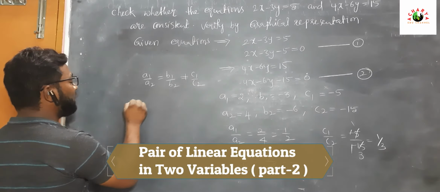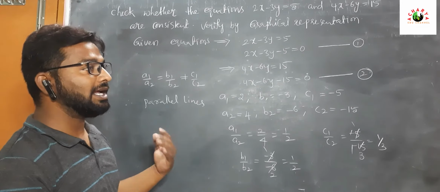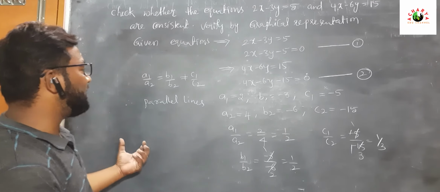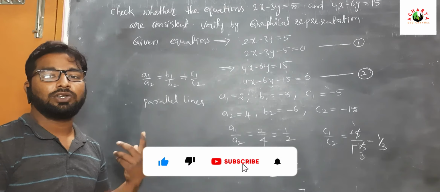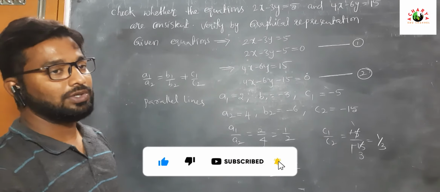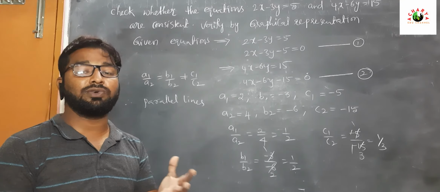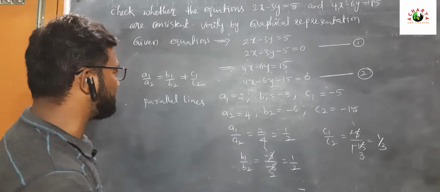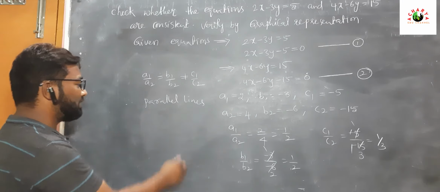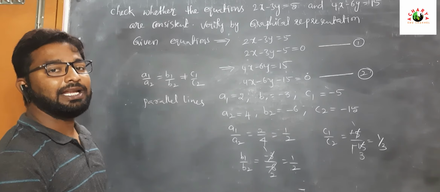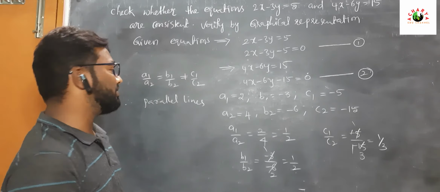Already we know intersecting lines are consistent, parallel lines are inconsistent, and coincident lines are consistent. Why consistent and why inconsistent? Equations that have at least one solution are consistent, the remaining are inconsistent. For parallel lines there is no solution, that's why the system is inconsistent.